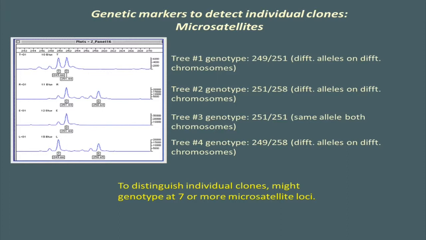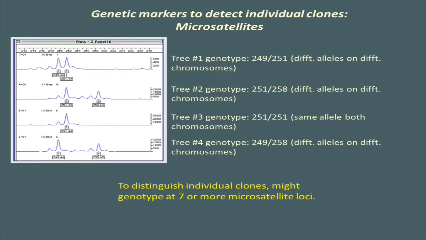Now let's look at tree number 2. Tree number 2 also has 251. It has the same size, right? But it also has 258, and it lacks 249. So again, tree number 2 is a nice, well-behaved diploid. It's got two versions here, 251 base pairs and 258 base pairs, and that's what the data looks like. That's how I would score that data.